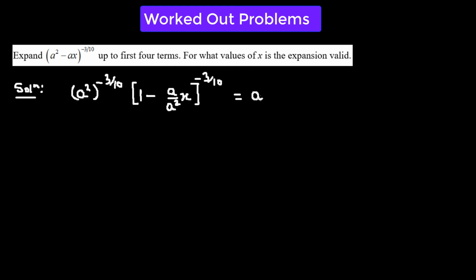This will be equal to a times a raised to the power, so we can multiply the exponent, and that would simply give us a raised to the power negative 3 over 5 times 1 minus 1 over a times x raised to the power of negative 3 over 10.